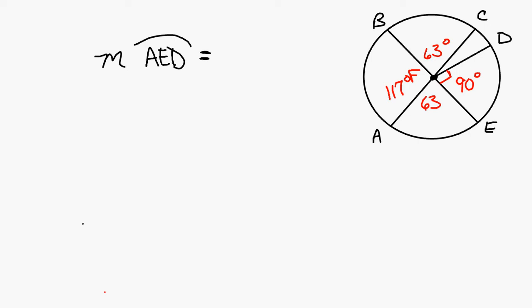27 degrees. So those are all in degree measures, and they're asking you to find the measure of arc AED. AED is right here. It goes from A to E to D. So AED, this arc, is equal to the 63 plus the 90. 63 plus 90. It's 153 degrees.